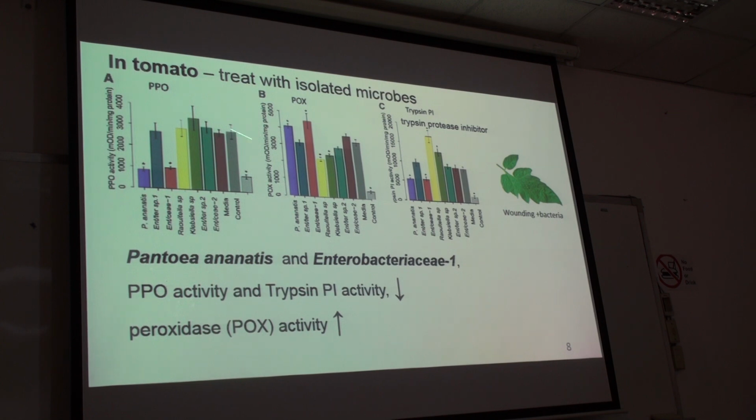To know which bacteria affect the plant defense, scientists isolated the microbes from the regurgitant and measured the PPO, POX, and trypsin protease activity to represent the plant defense. By this result, scientists found that these 2 bacteria suppress the plant defense in tomato. That is Pantoea ananatis and Enterobacteriaceae 1. These 2 bacteria suppress the PPO activity and trypsin protease activity, but increase the peroxidase activity.